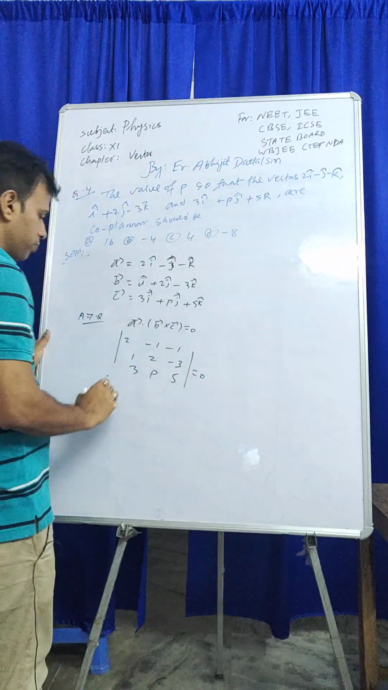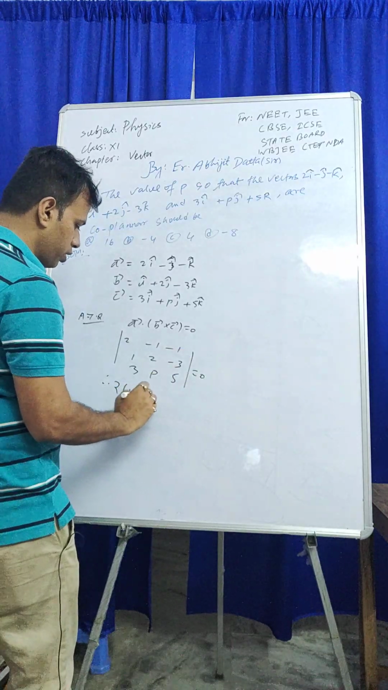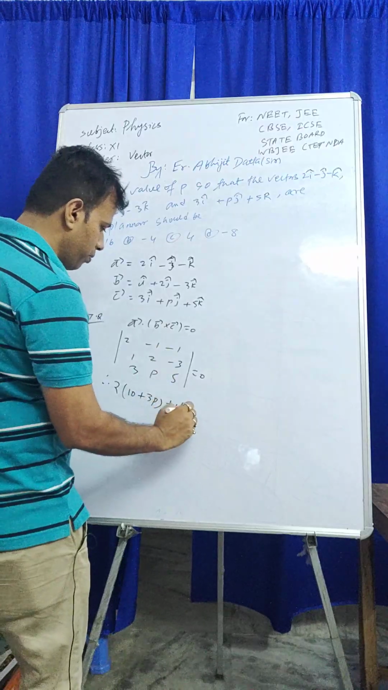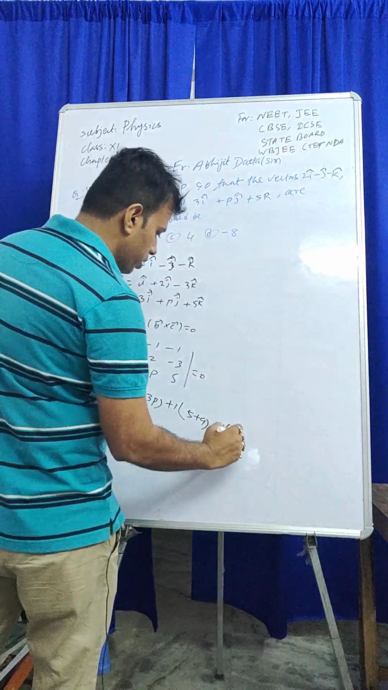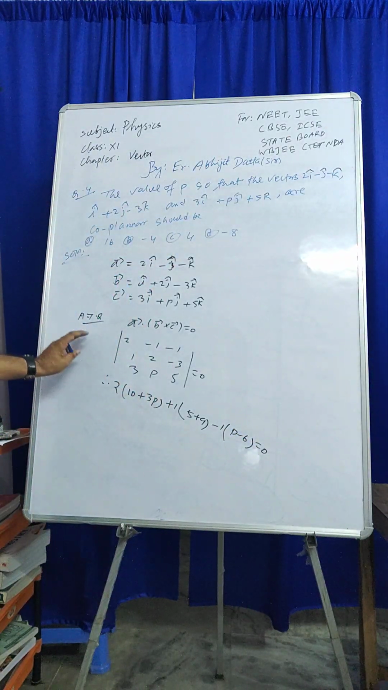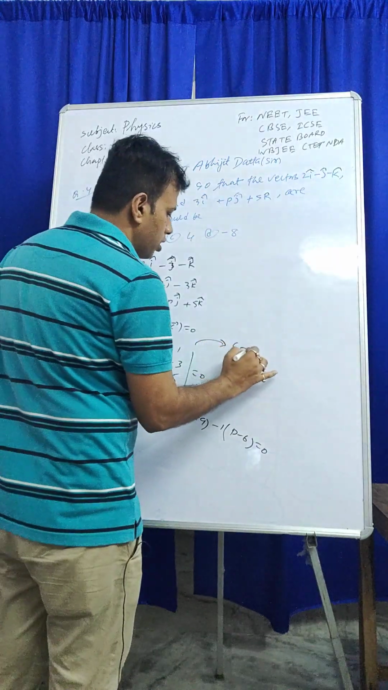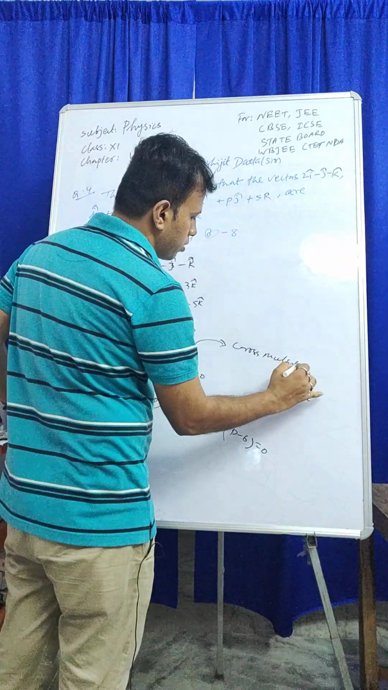So from that, to determine this, this one will be cancelled. So 10 minus 3p, this one is plus, this one will be cancelled. So 5 plus 9, this one will be cancelled. So here I am doing simple determinant, or you can say the cross multiplication method.